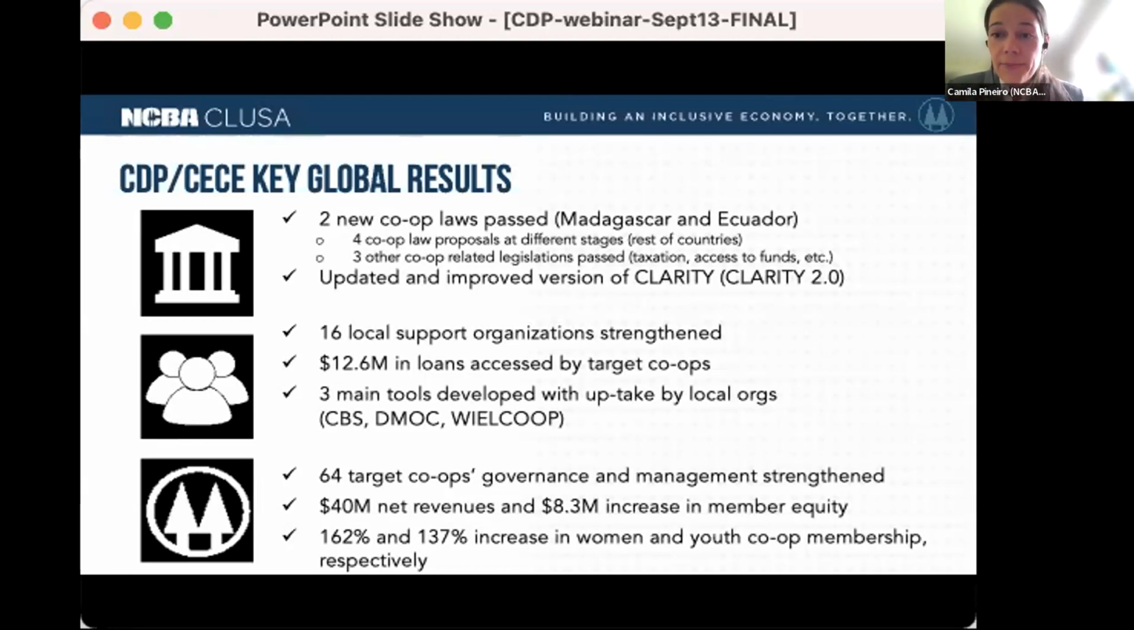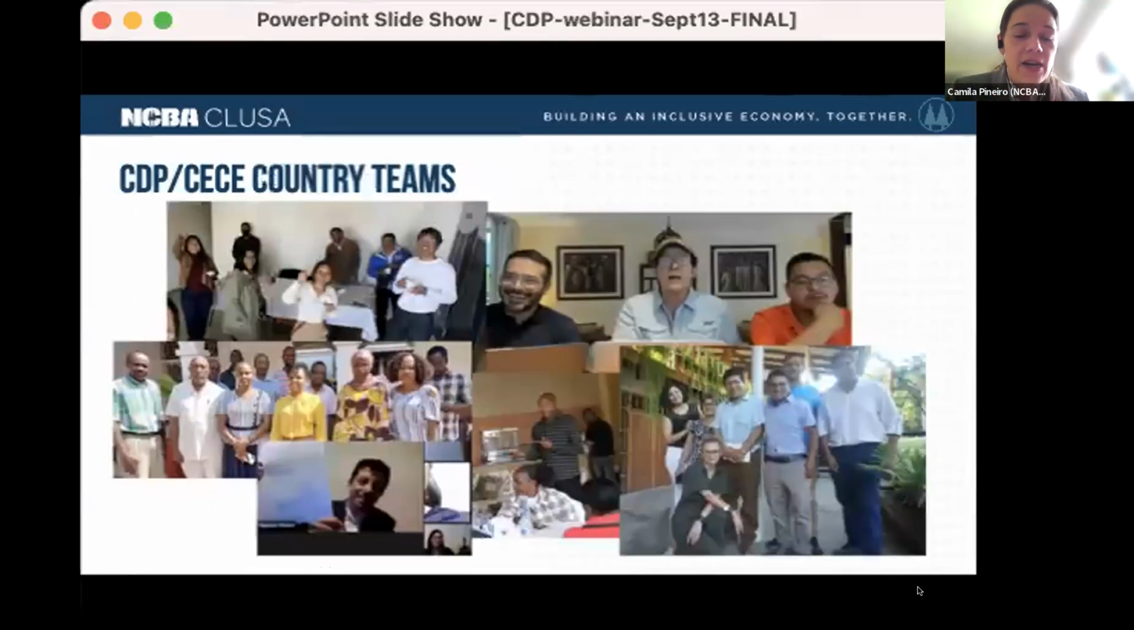We are very happy and proud about the work that our teams did for increasing the participation of women and youth in these cooperatives. As you can see, 162 and 137% respectively. And here are the people behind the scenes who do all the work. We want to acknowledge and congratulate you for your commitment and passion. Not everyone appears in the picture.